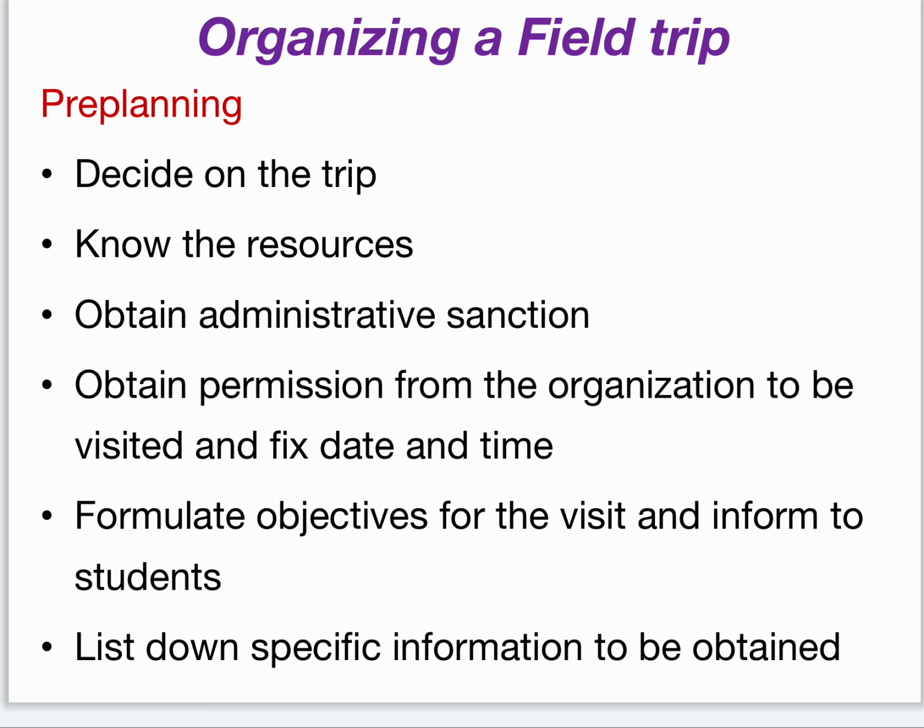So after obtaining the administrative sanction from the college, you have to approach the organization you wish to visit, and you have to fix a convenient date according to the convenience of both parties. Formulate objectives for the visit, and this has to be informed to the students. List down specific information to be obtained. So whenever a visit is planned, you have to list down the various information that is to be collected from the particular area.